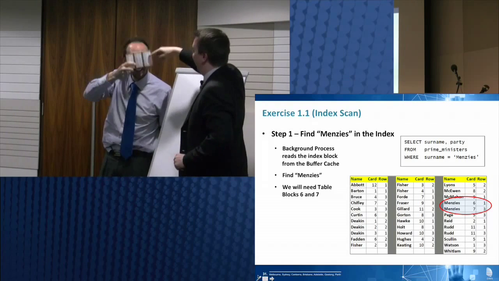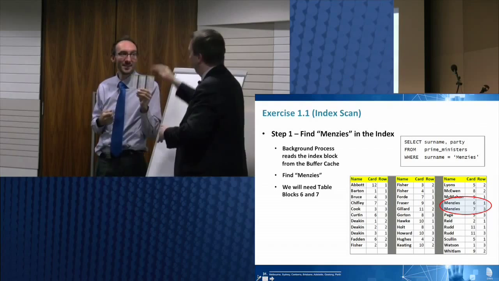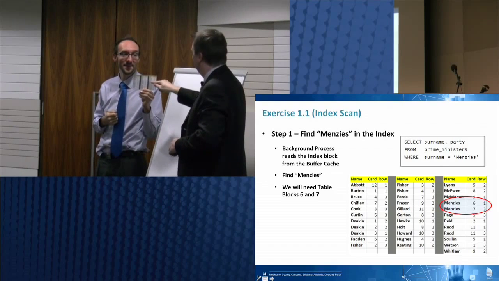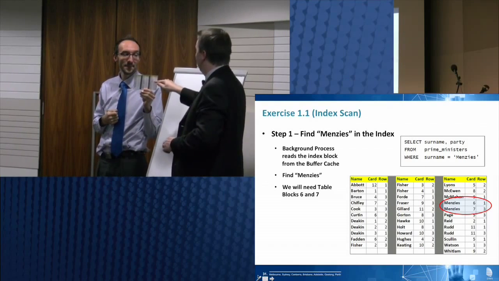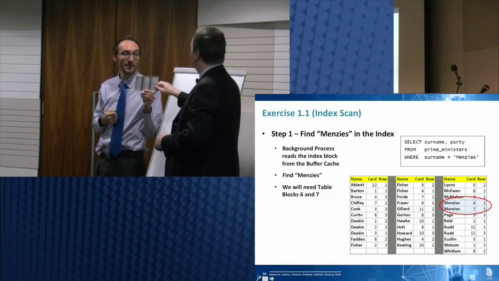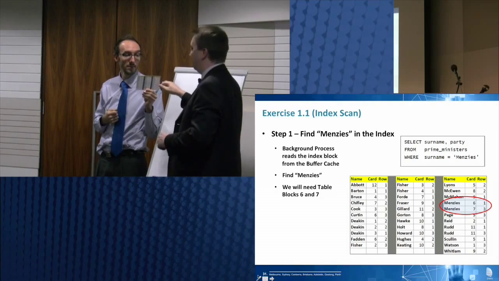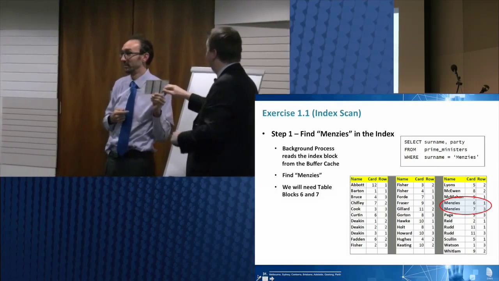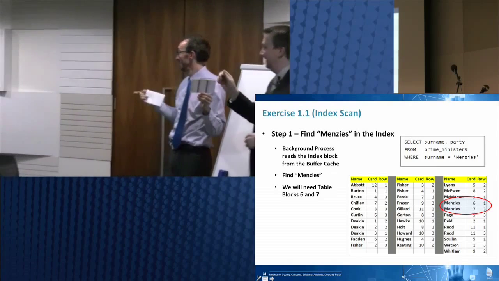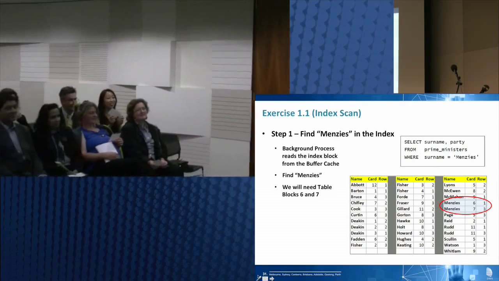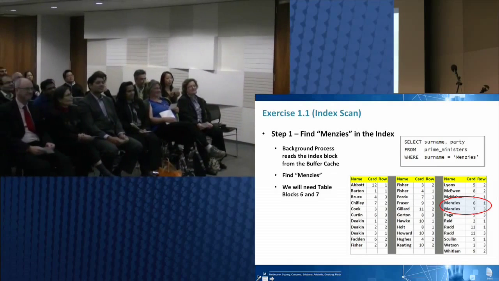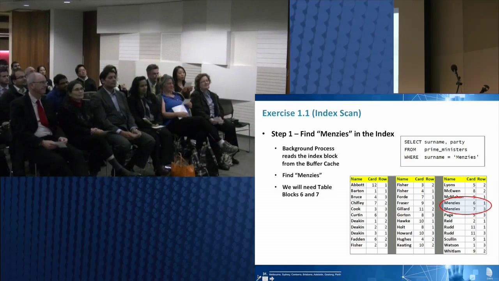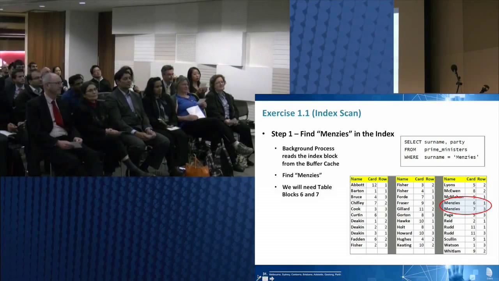There it is. It's in alphabetical order, so I'm going to go down the B tree. There it is in the third column. And I can see Menzies actually had two terms as Prime Minister. He's on card 6, row 1, and card 7, row 3. As the user background process, because I've read the index, I know I'm going to need cards 6 and 7.